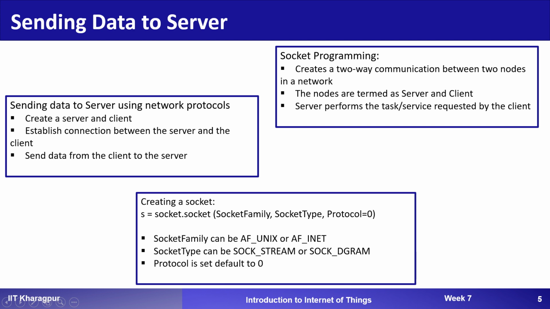The nodes are termed as server and client. The server performs the task or service which is requested by the client. So whenever your client, that is your Raspberry Pi, sends the data, your server will perform some task, for example the analysis of data. Or for example, in this case your DHT sensor is used. So if the temperature value exceeds a particular threshold value, then your server is going to perform a particular task, for example to turn on the fan or something like that.